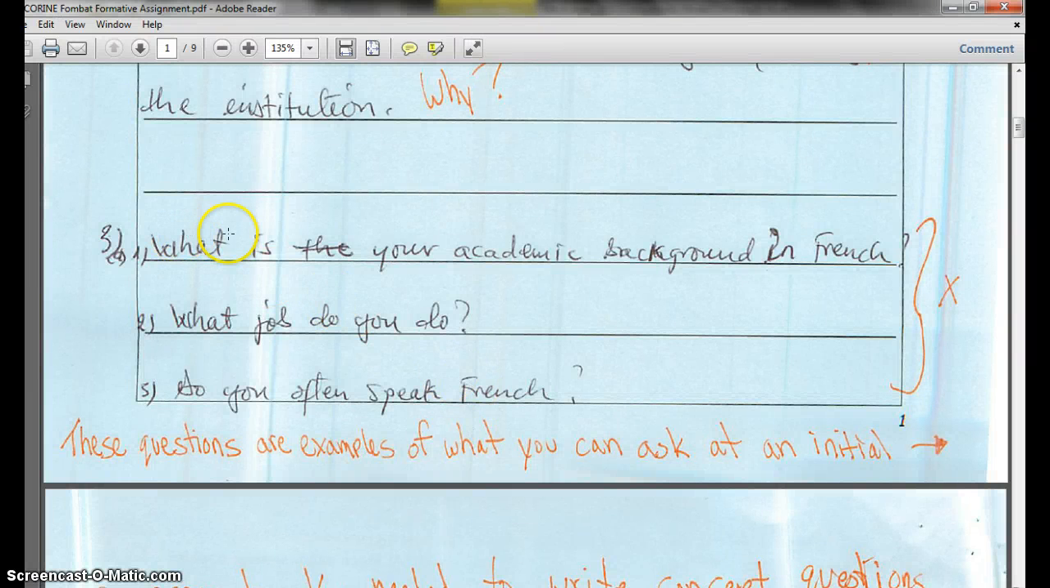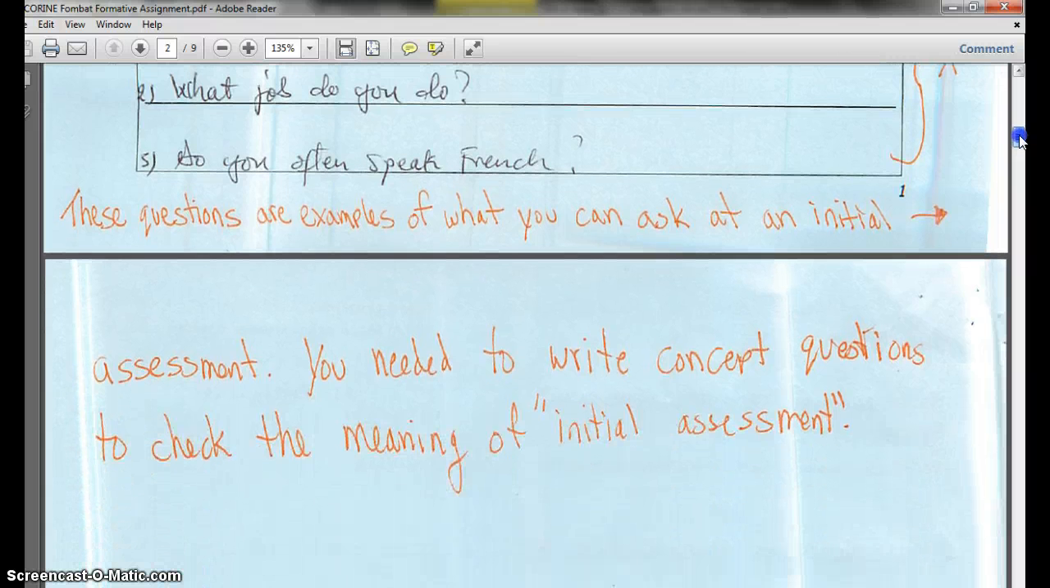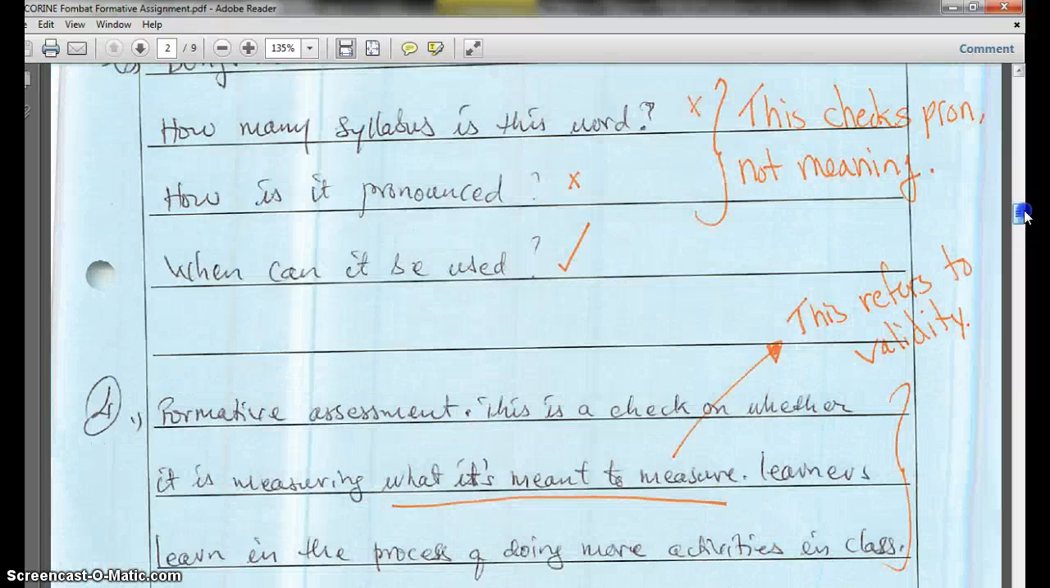Your questions were questions that would be asked at an initial assessment for a French course. So yeah, you would definitely ask these questions at an initial assessment, but that doesn't check the meaning of the expression initial assessment. Okay, so I said these questions are examples of what you can ask at initial assessment. You need to write concept questions to check the meaning of initial assessment.